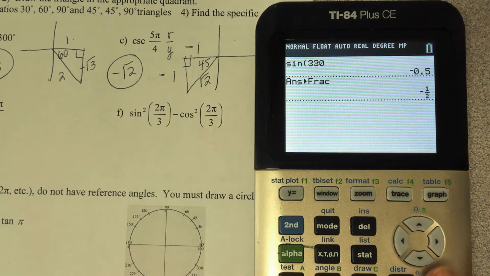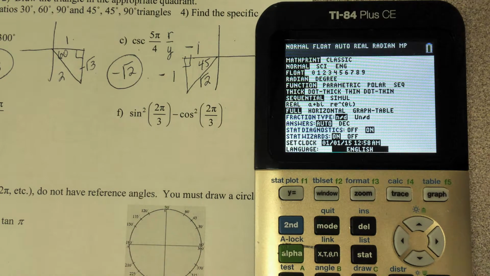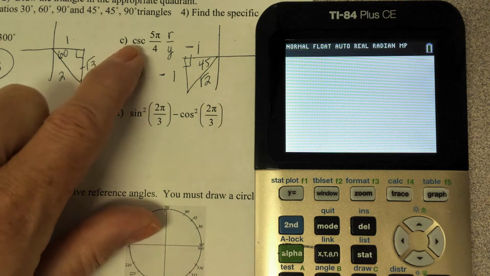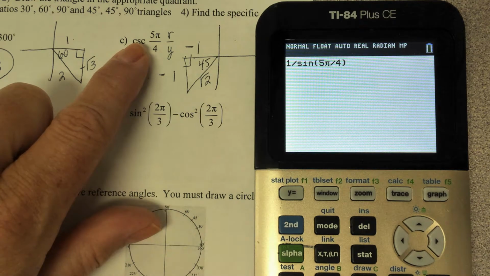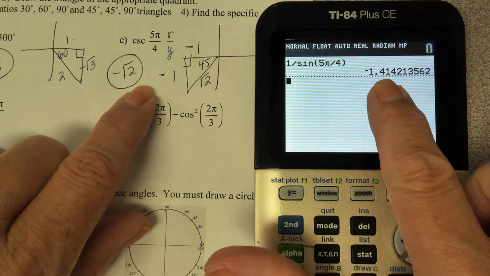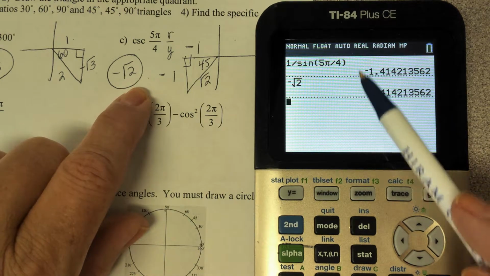Now this one is pretty difficult to check. Let me just remind you how to check it. First, I'd have to go to my mode. I'd have to be in radians. And then to find this answer, I would have to do 1 divided by the sine of 5 pi over 4. And it would give me this answer. And I'm like, I'm not sure about that. Well, now I would just type in negative radical 2. Oh, okay. Yep, they're the same, aren't they?